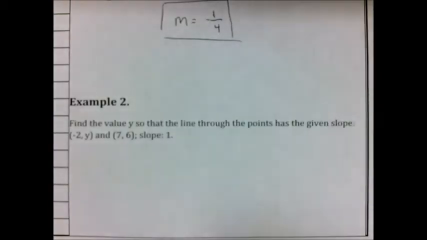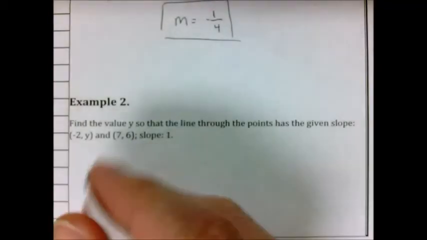All right, example 2 switches it up on us a little bit. It tells us that one of our coordinates is negative 2, y. We don't know what the y is. It tells us that the other coordinate is 7, 6, and then it gives us the slope, which is just 1. So we have to use our slope formula again.